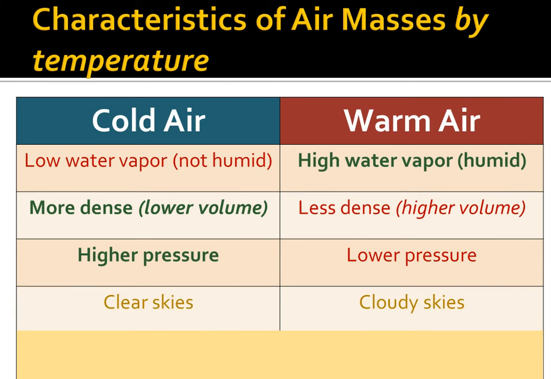So cold air, clear skies. Not a lot of humidity there. Warm air, cloudy skies. You've got a lot more water in the air, which makes clouds. And we'll talk more about that later. You actually notice in the winter when it's really, really cold out, it's usually also really sunny out because there's nothing to block it.